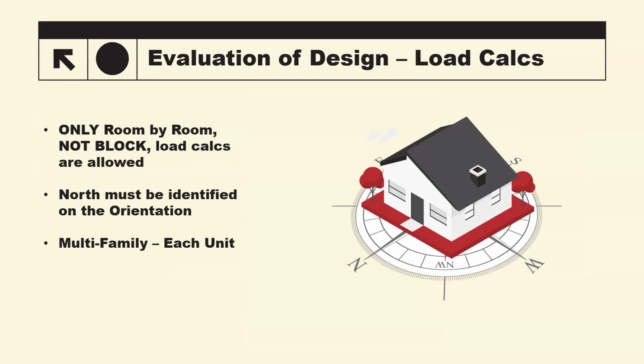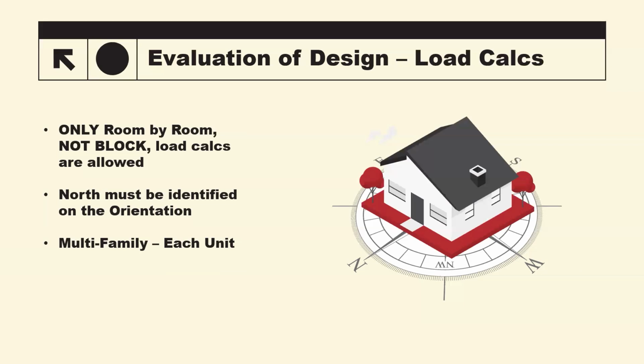But evaluation of the design, again, keep in mind this is not code. This is talking about if you're doing a rating, HVAC design, or the 310 standard. You can't do a block load. It's got to be a room-by-room load calculation. Instead of doing a whole house load, which is usually what's done a lot for code houses, you're comparing loads that are calculated for every single room. So a block load is not allowed for this.